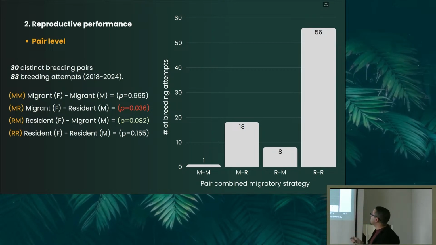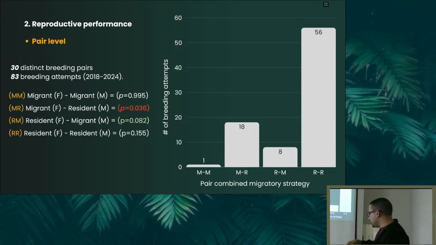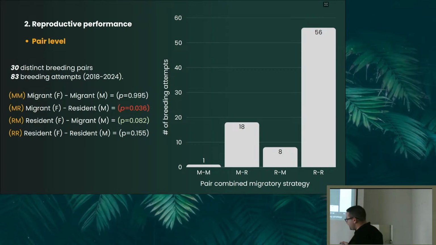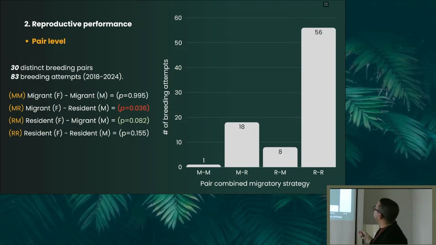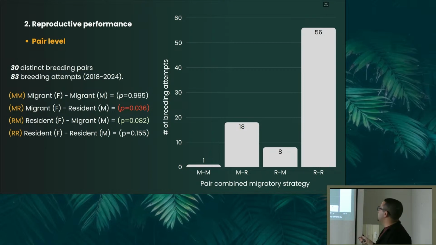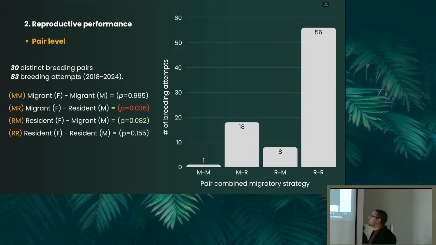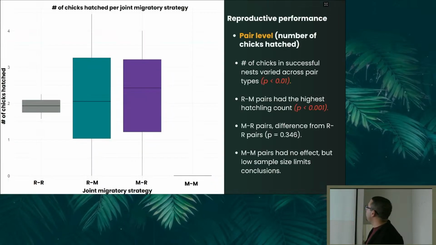This is, as you can see, across the years, of course, since, as you could see in the migratory determination, many of our blackbirds were categorized as residents. We had a lot of breeding attempts coming from pairs where both were residents. And unfortunately, we could only find a single breeding attempt, a single pair, where both parents were classified as migrants.